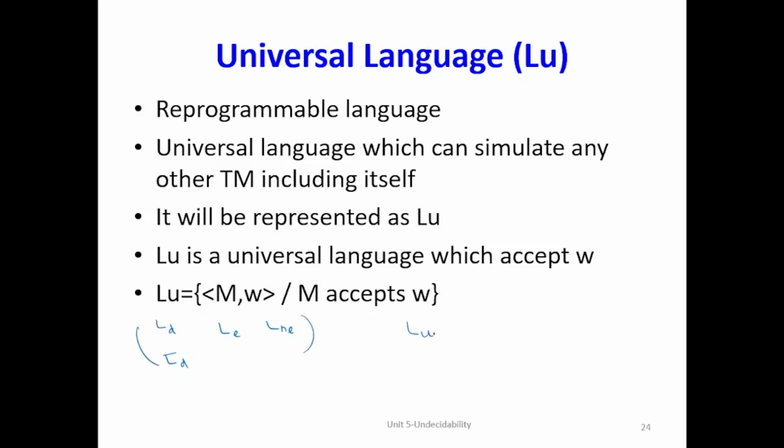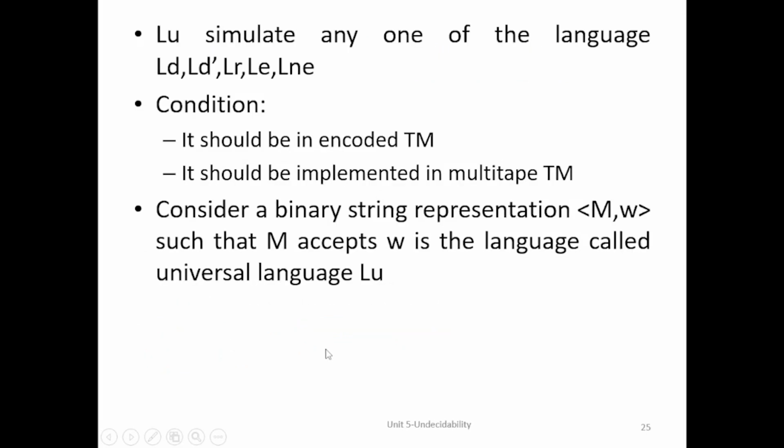If you consider the universal language, it is a reprogrammable language. That means it will work with the simulation of these 4 types of languages, or it may be a recursive language like that. So LU is a universal language which accepts W, but W can be accepted at either LD, LD bar, LE or LNE. It acts as a simulation of other languages, and that is why it is called a reprogrammable language.